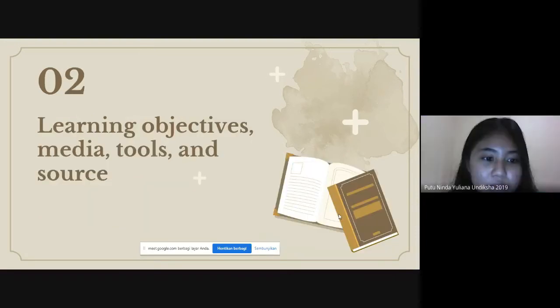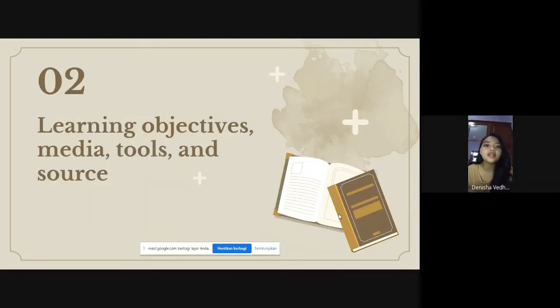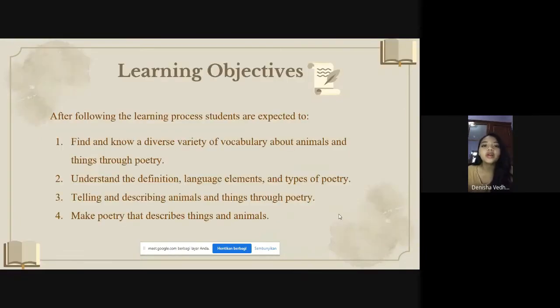Okay. And now, I want to explain about learning objectives, media, tools, and source. We have 4 learning objectives. The first is to find and know a diverse variety of vocabulary about animals and things through poetry, and then understand the definition, language elements, and types of poetry. And the third is telling and describing animals and things through poetry. And the last is to make poetry that describes things and animals based on what they have learned in the material.